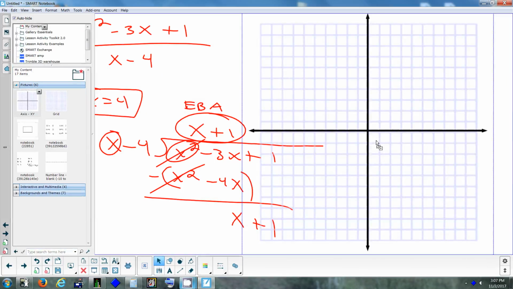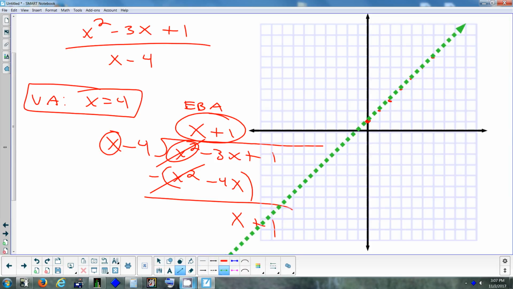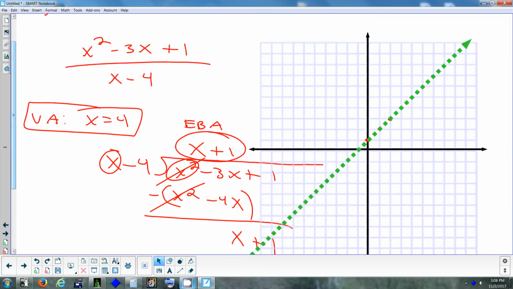So that's a line with a slope of, what's the slope on my EVA? 1. And the y-intercept? 1. So start at 1, and then go up 1 and over 1. Sketch that, and that's your EVA. On the test, I'm going to ask you to make sure you put the asymptotes dotted, so I can tell that's an asymptote. And I had a vertical asymptote at 4. So put a vertical line at 4.